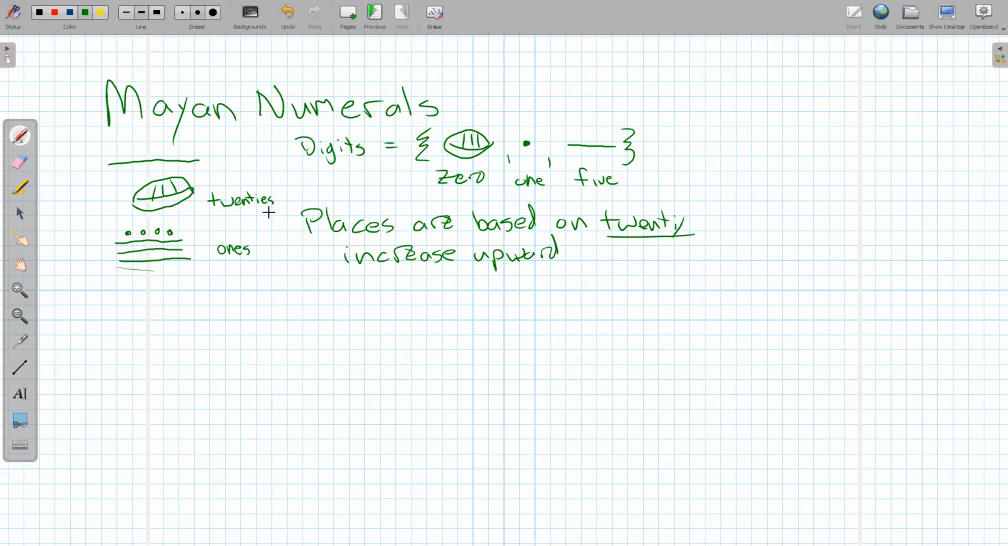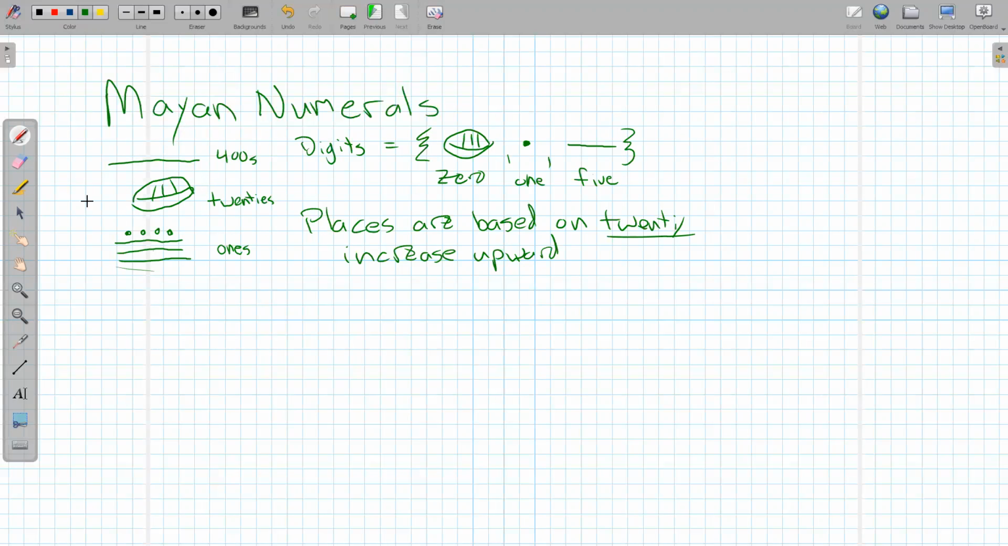And then if I group the 20s by 20, 20 20s is 400. So the next group is my 400s. And then the next group after that, if there was one, there's not here, would be 20 times 400, which would be the 8000s place for the Mayans.